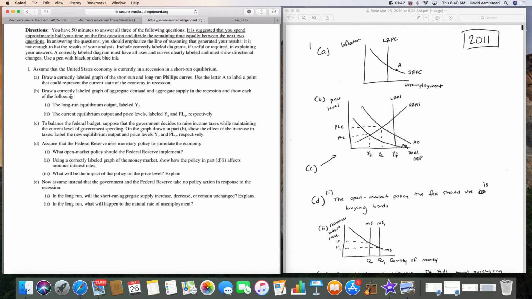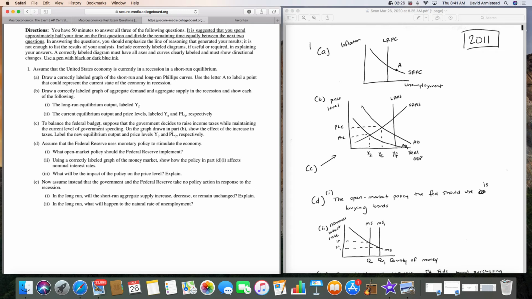That's all you need. B says, draw a correctly labeled graph of aggregate demand and aggregate supply in the recession and show each of the following: the long-run equilibrium output labeled YF, the current equilibrium output and price levels labeled YE and PLE respectively. So ignore my PL2 and Y2 for right now. Just pretend that doesn't exist, and ignore this AD1. Your graph should have simply looked like this. You've got the long-run aggregate supply. You've got a recessionary gap. You've got your full output labeled as YF. You have your YE here, your PLE. I've written out the words price level and real GDP. There you go.